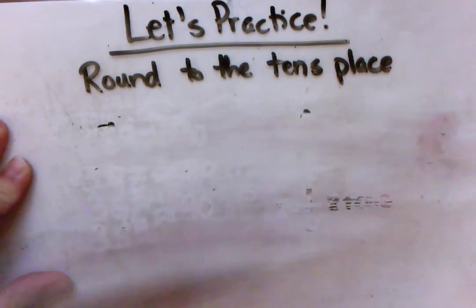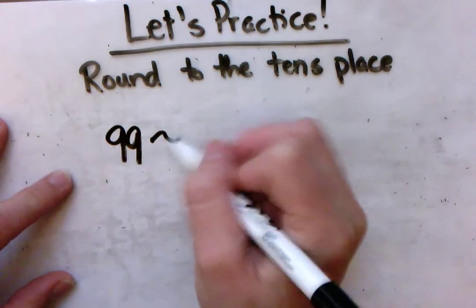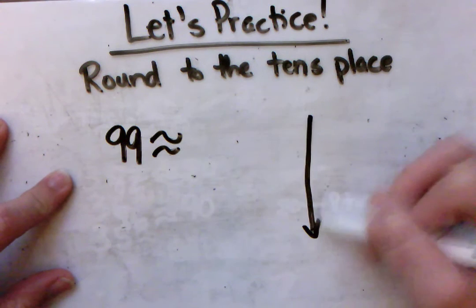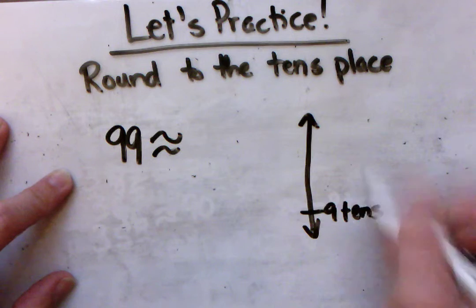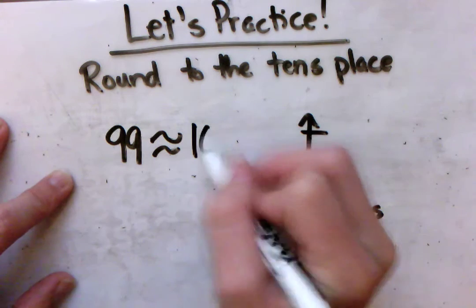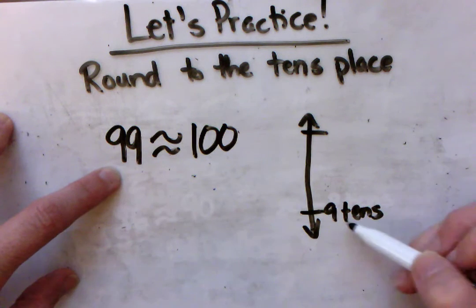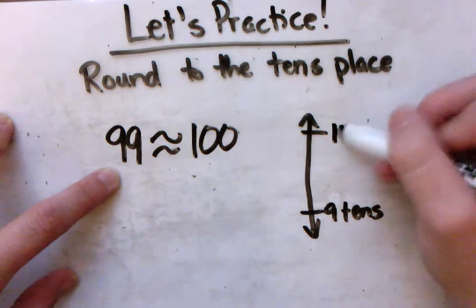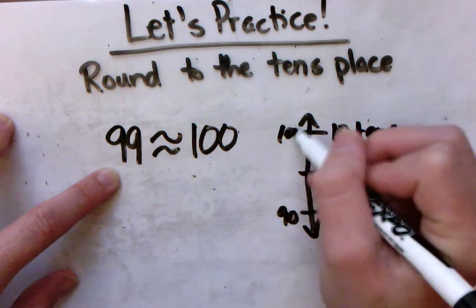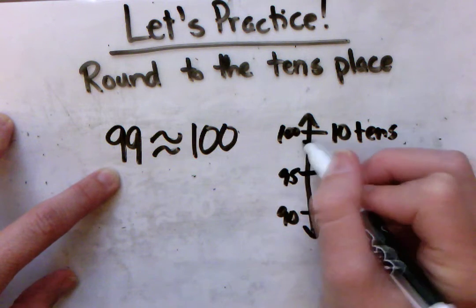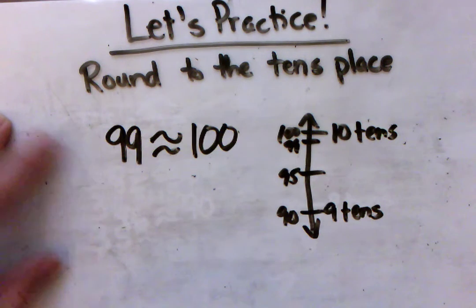Let's try another. Let's try 99. 99 rounds to 100. I have 9 tens in 99. One more 10 would be 10 tens. And 99 is closest to 10 tens.